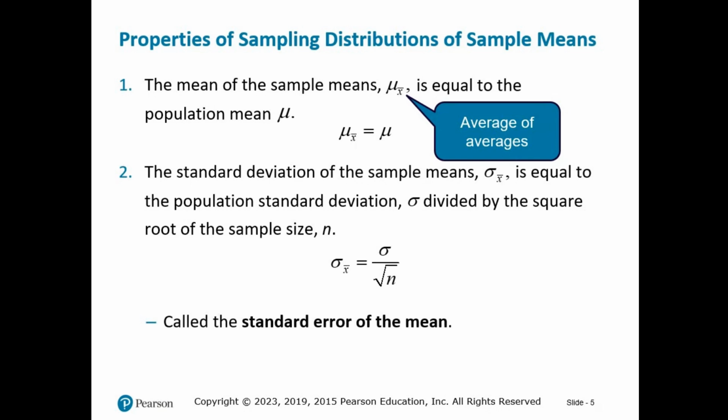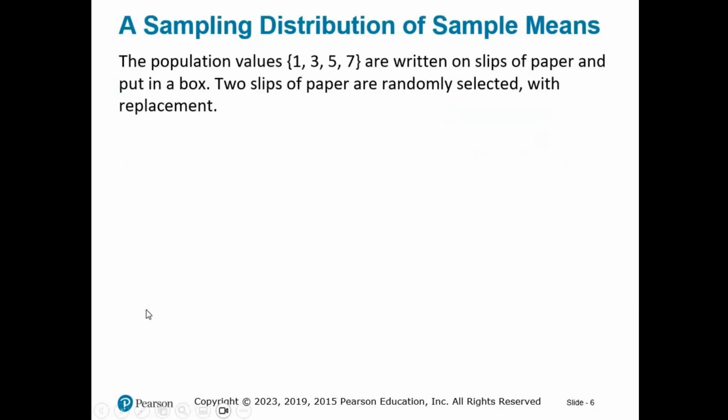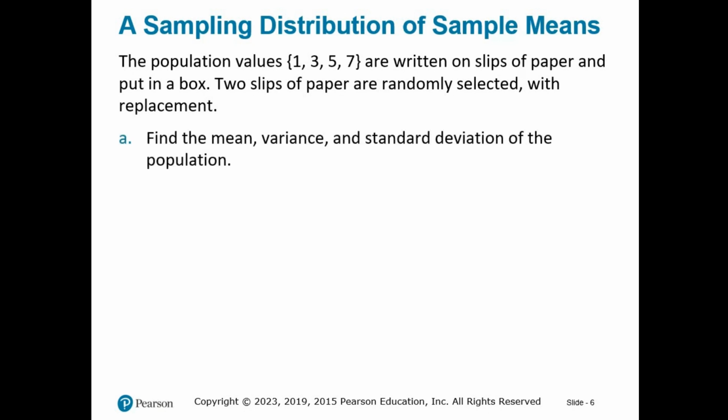Okay, let's try an example to show how these properties are true. Population values 1, 3, 5, and 7 are written on slips of paper and put in a box. 2 slips of paper are randomly selected with replacement. Find the mean, variance, and standard deviation of the population.